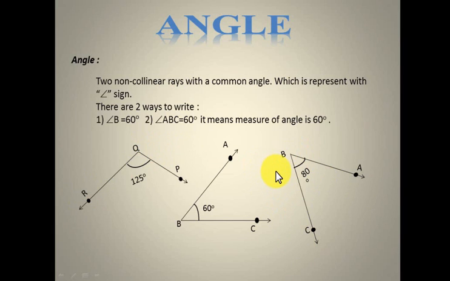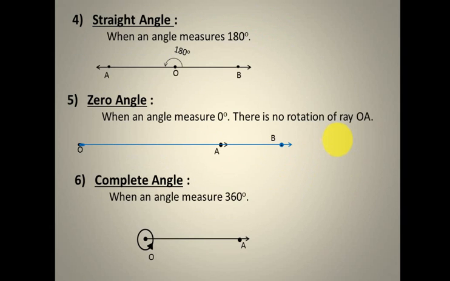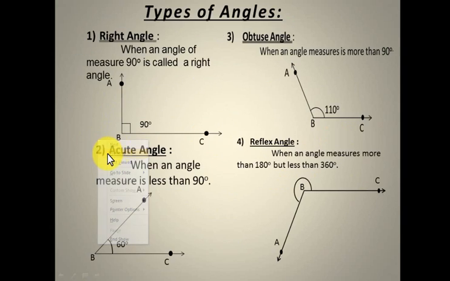In a triangle, why do we call it a triangle? Because three rays meet each other, and when three rays meet they make three angles, and hence it is called a triangle. Okay, so this is the knowledge about angles. Now let's move further. Here are the types of angles.